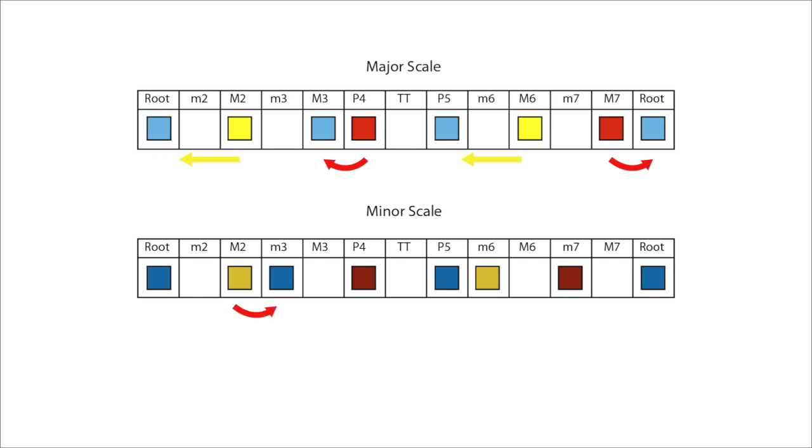Now, does the 4th move as strongly to the 3rd? Not really, since there's now a whole step between the 3rd and the 4th. The 6 does still move to the 5, and in fact, since it's now a half step as well, it moves even more strongly in minor. But what about that all-important leading tone? Well, we don't have one, since the 7 is now a whole step from the tonic, so its tendency to resolve is much weaker.